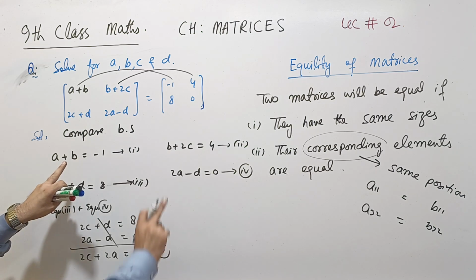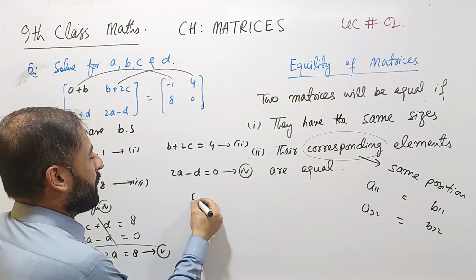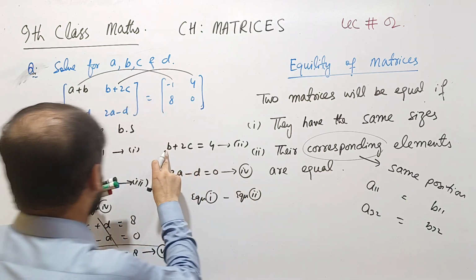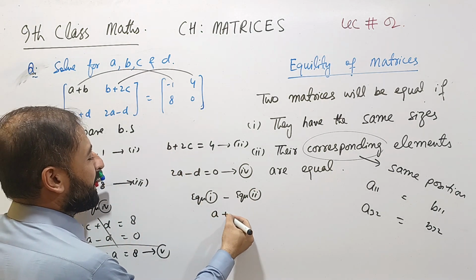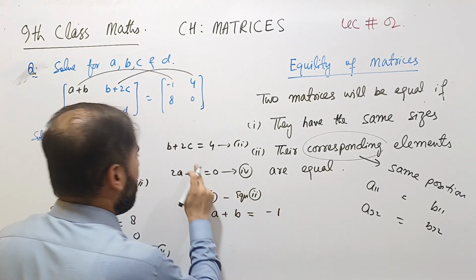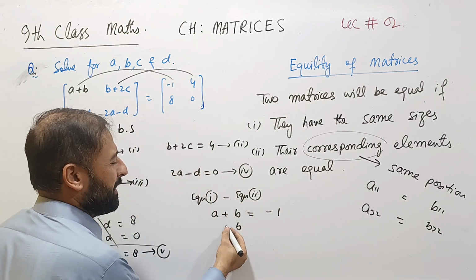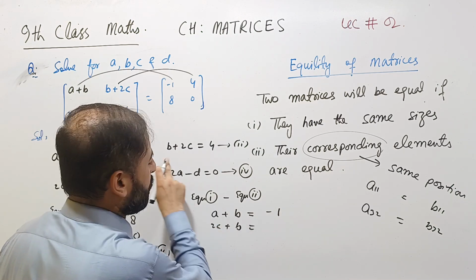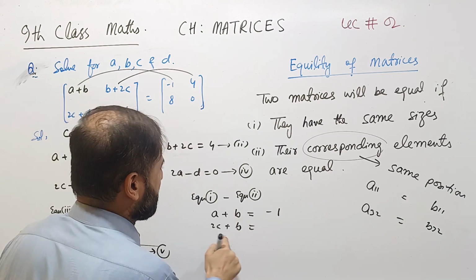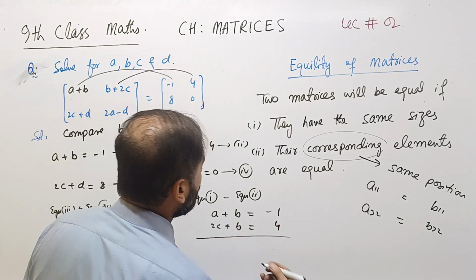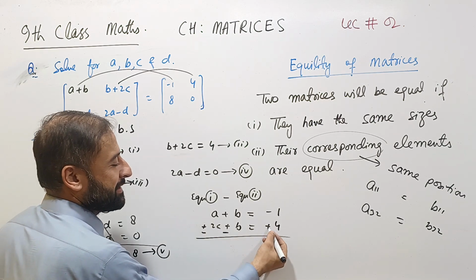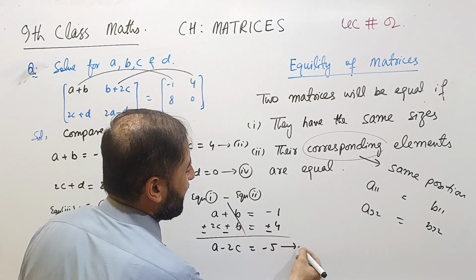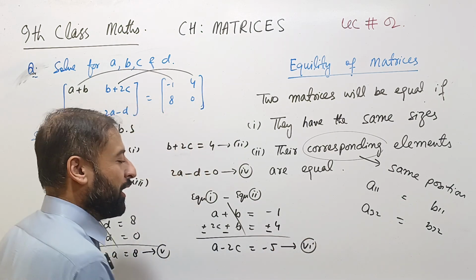Once again, now in these two, equation number 1 minus equation number 2, because they have same signs. The first equation can be written as A plus B is equal to minus 1. And this equation, B plus 2C, doesn't matter, you write 2C over here or over here, it makes no difference, is equal to B plus 2C is equal to 4. Now you subtract them, just change the signs. These two will be cancelled. A minus 2C is equal to minus 5. Let's name it equation number 6.